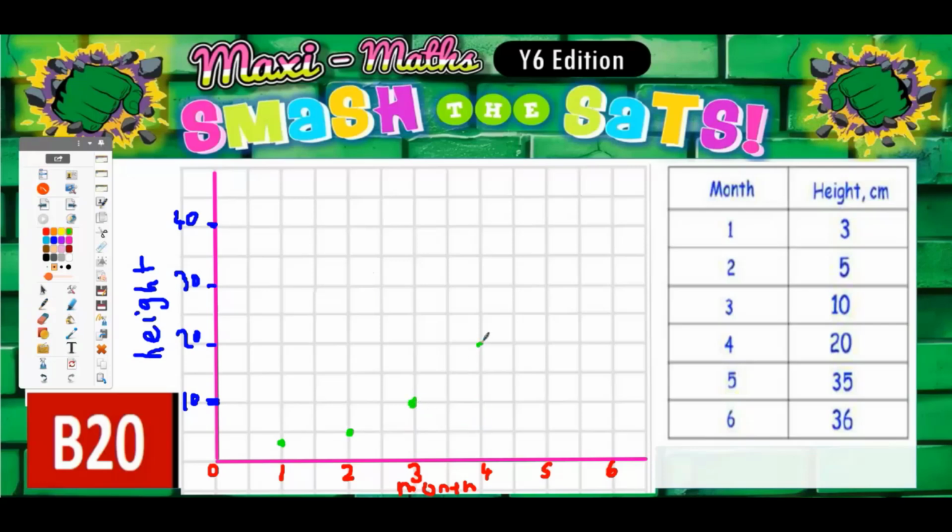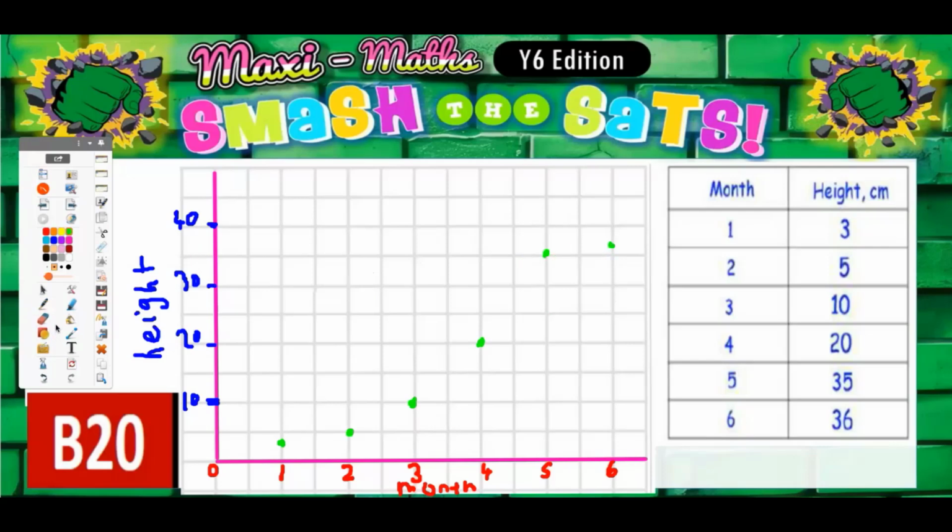4 months is shot up a bit to 20. 5 months is 35. Well, there's 30. There's 40. So 35 is in between. And 6 months, 36. That's just a tiny bit more than 35. So it'd be about like that.